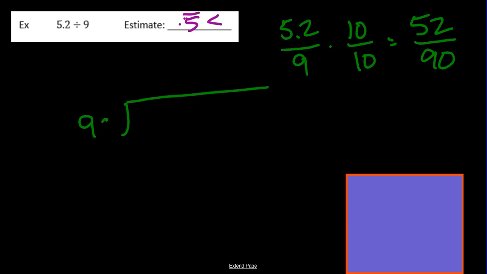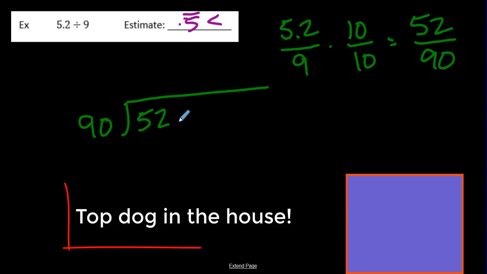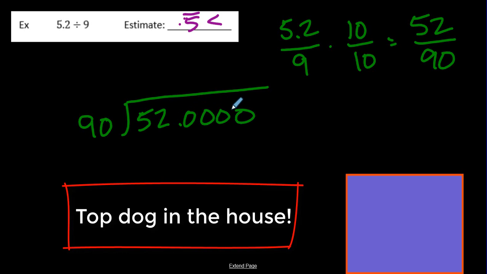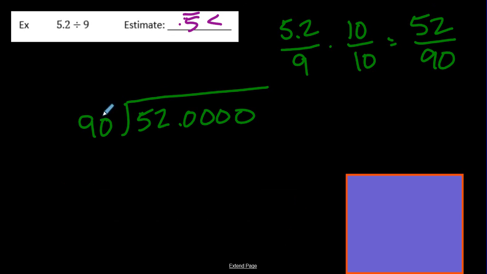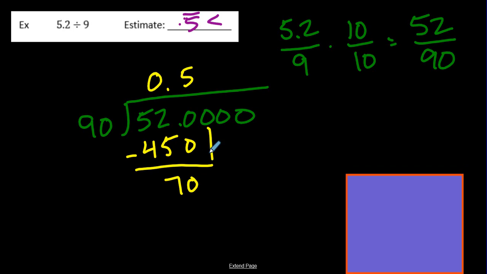Then we can do 90 on the outside, because it's top dog in the house, and 52.0000. What we have here is how many times 90 goes into 52? Well, obviously 0, because we know that it's supposed to be less than 1. Then we have 90 times 5 is 450. Subtract, we get 70. Bring down the next 0.